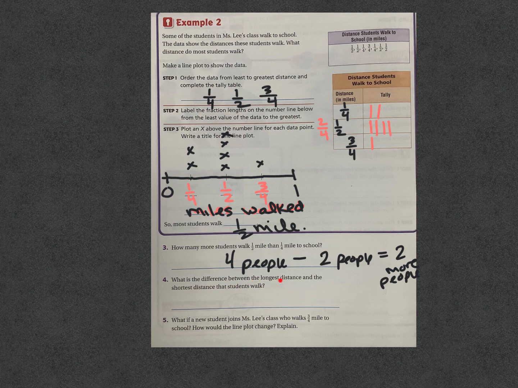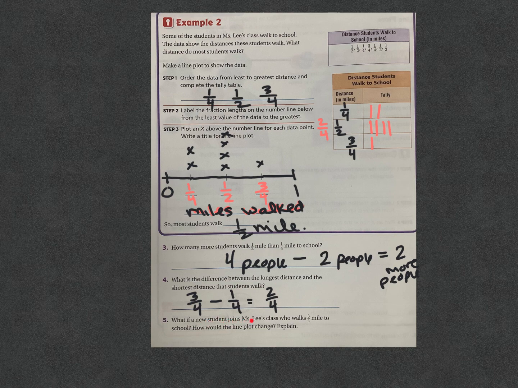What is the difference between the longest distance and the shortest distance that the student walks? The longest distance is 3/4 of a mile. And the difference between them, by now you know the difference between is subtract. Between that and the smallest distance is 1/4 of a mile. My denominators are the same, so it's no problem to go ahead with my subtraction. 3 minus 1 is 2. So the difference between them is 2/4, also known as 1/2.